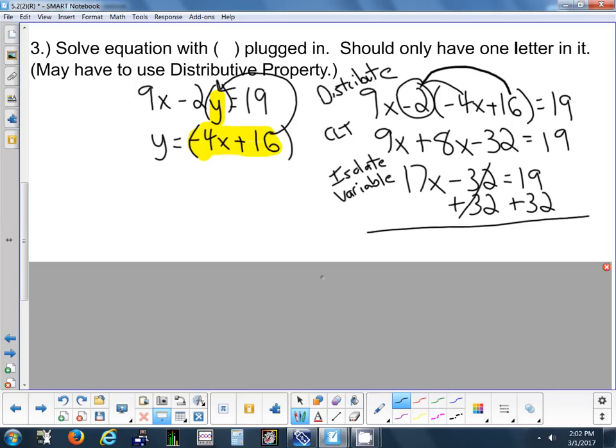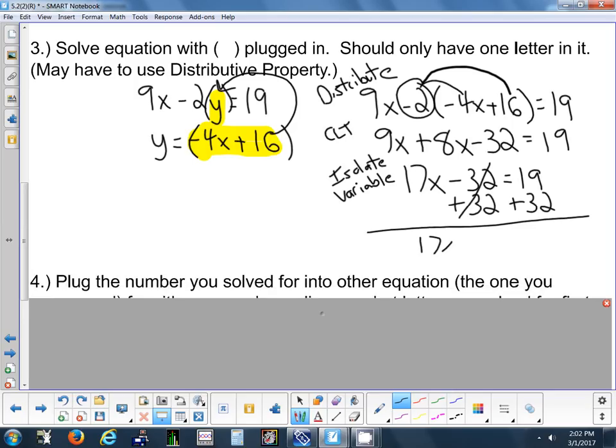This cancels out. I'm going to get 17x equals 19 plus 32. 9 plus 2 is 11. I'm going to carry the 1. Now I'm going to get 51. Last step is what? Divide. Divide by what number, Ashley? 17. Divide by 17.